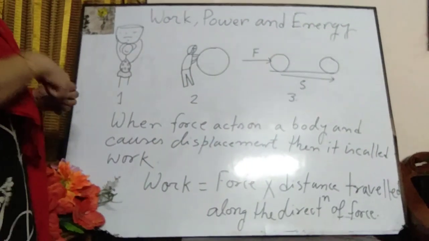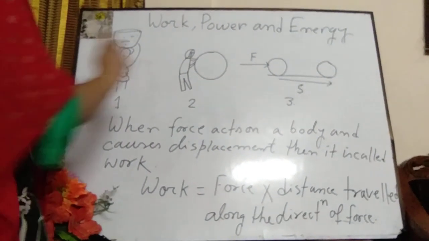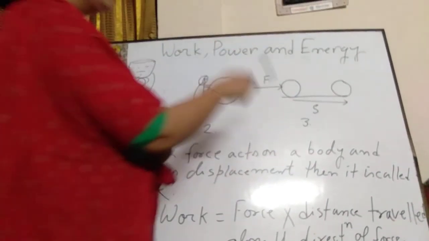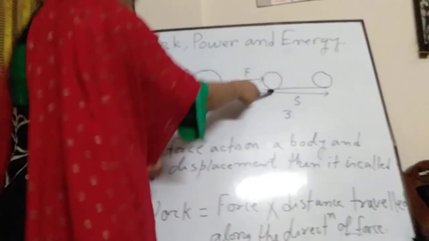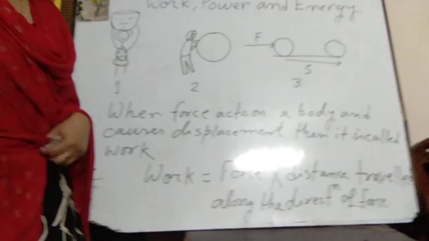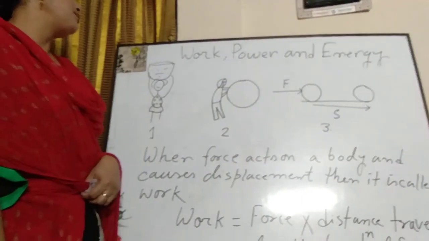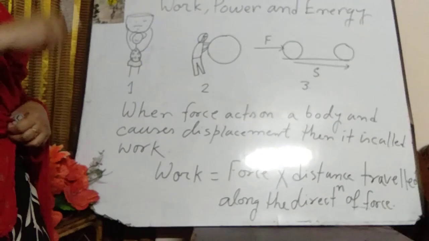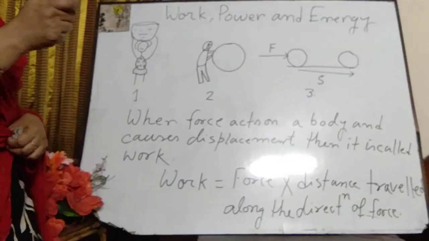Look, here I have drawn three figures. One girl is standing holding a bucket of water. Then a boy is trying to move a stone. And in figure 3, a force F is applied on a ball and the ball is displaced a distance S from its initial position to final position. So, can you tell me in which figure, in the language of physics, work is done?